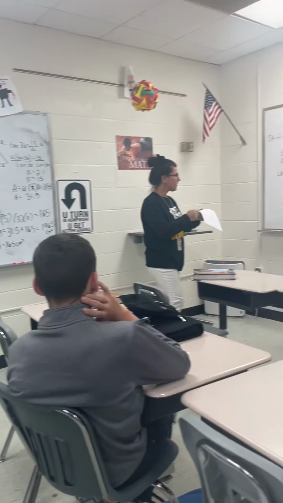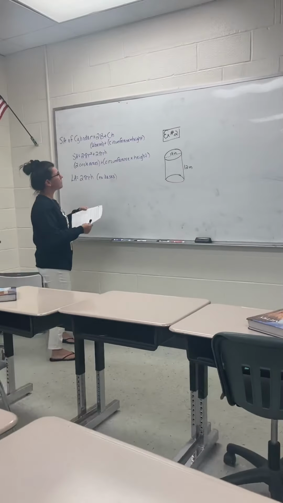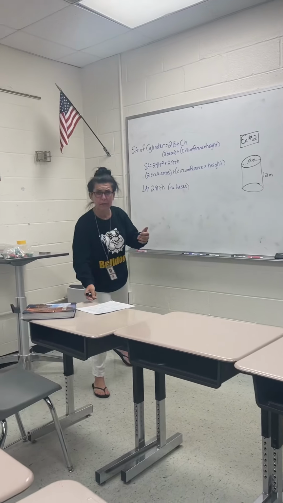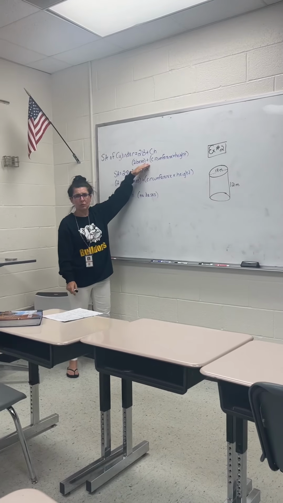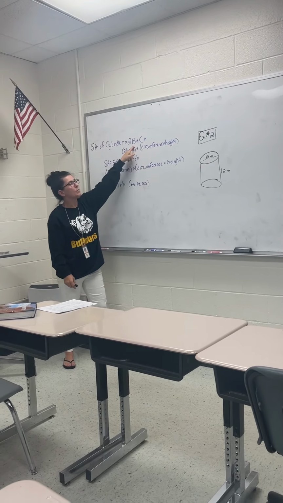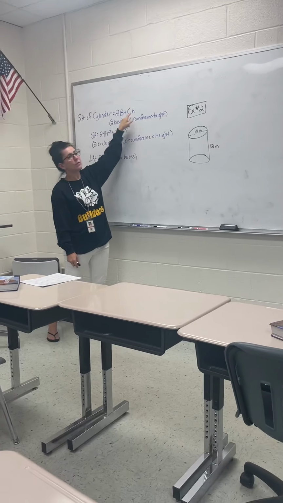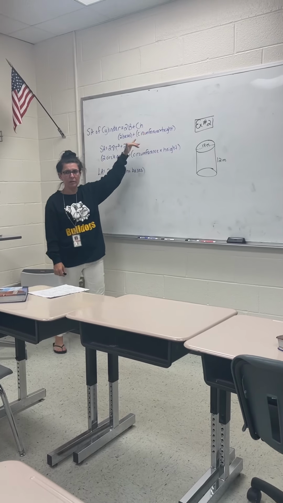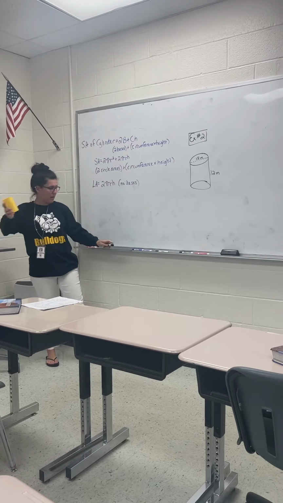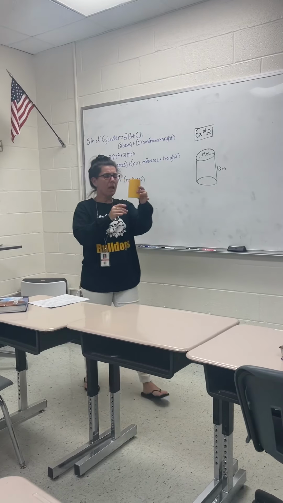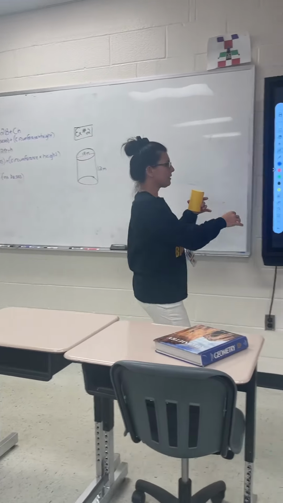Okay, moving on to a cylinder. So a cylinder, I want you to understand the actual formula. This is what the book tells you. 2 times the area of the base plus the circumference times the height. That seems really complicated. So if you think about a cylinder, let's think about flattening a cylinder out.